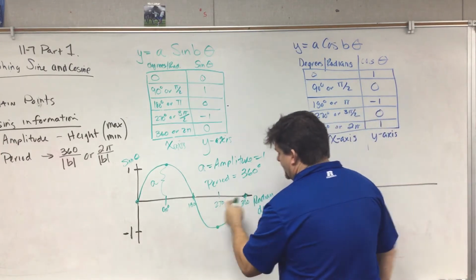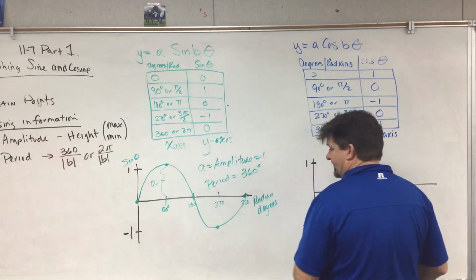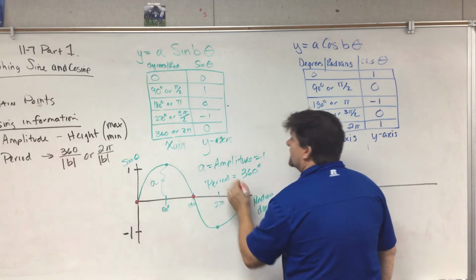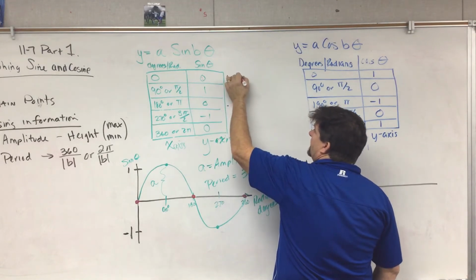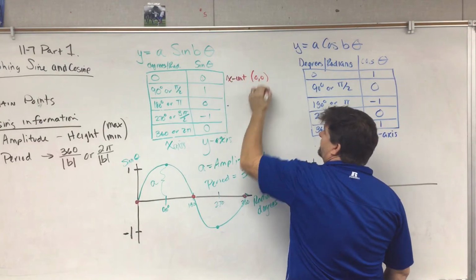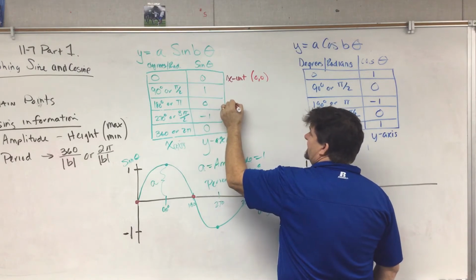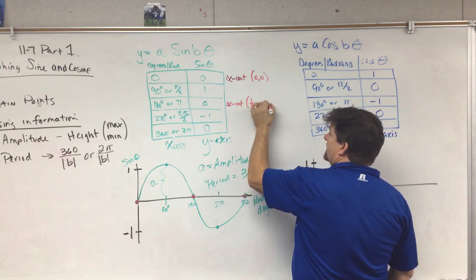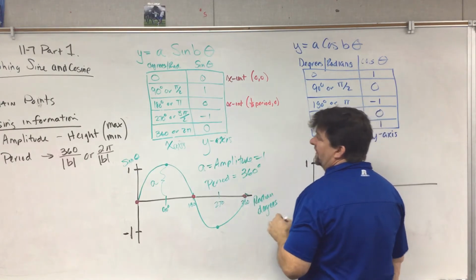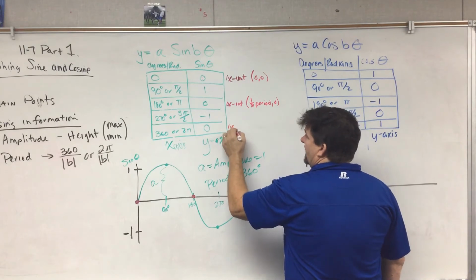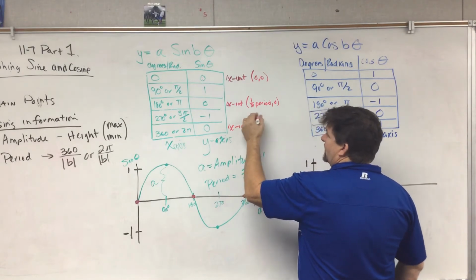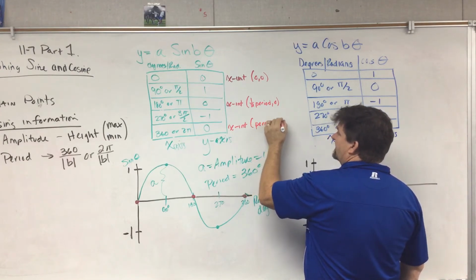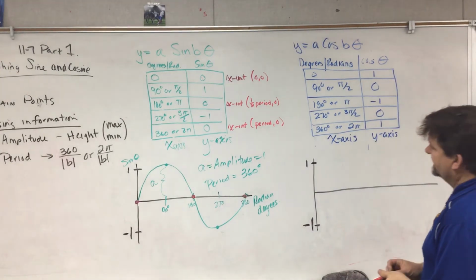Now, when we look at this, I also have a few pieces of information I can grab from this. I know my x-intercepts are here in red. So my x-intercept is here at 0 and 0. And then I know my x-intercept is here, and that's going to be 1/2 the period and 0. That comes into play in a minute. And then my x-intercept here is going to be the period and 0. Okay? So those are pieces of information we need.